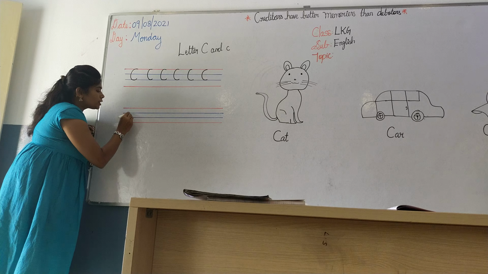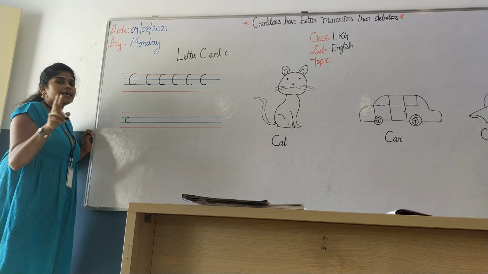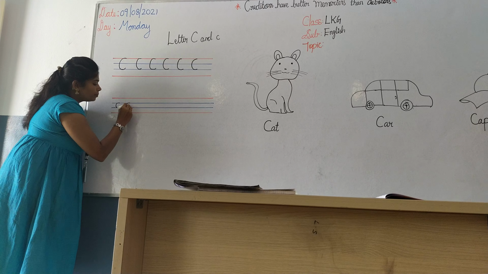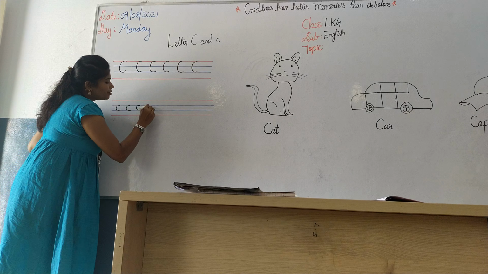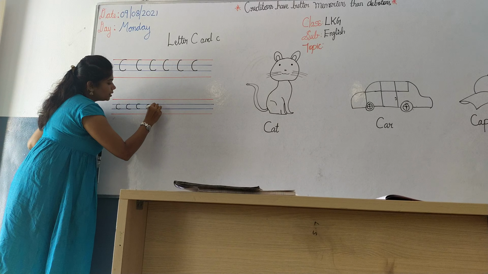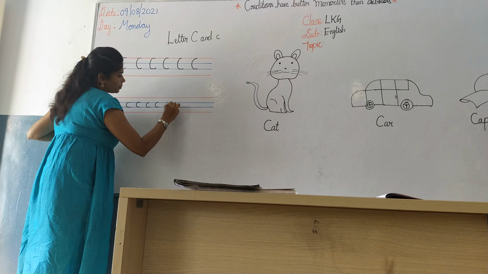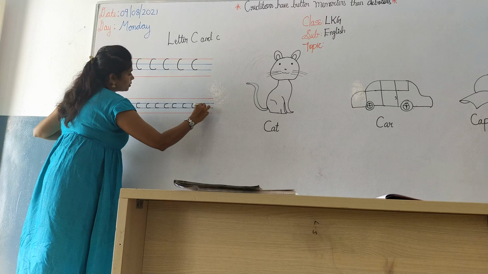Small c. Please look at the board. For the small letter, you have to use only these two blue lines. Okay? Small c. What is the sound of C? K. C. Small c. Clear, children?